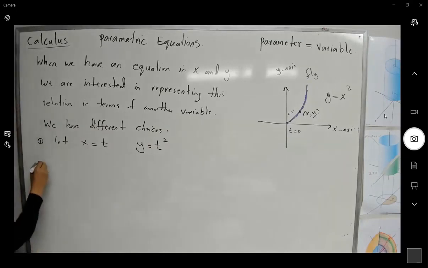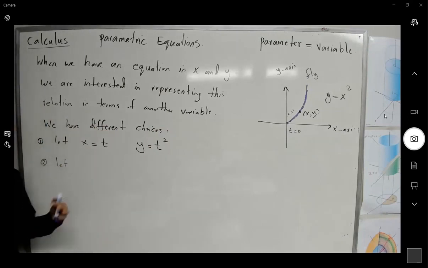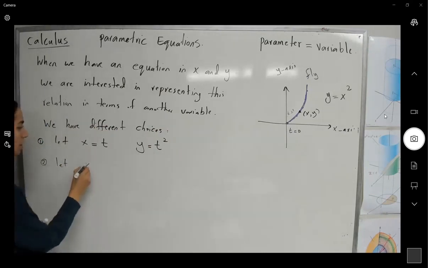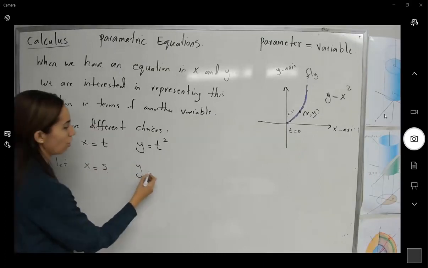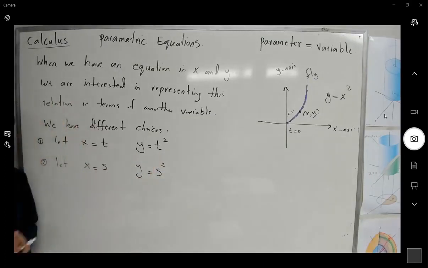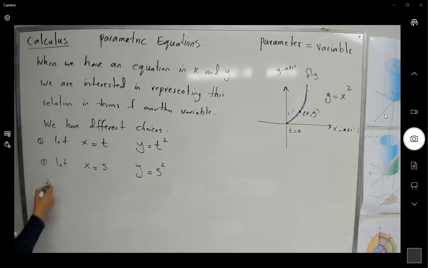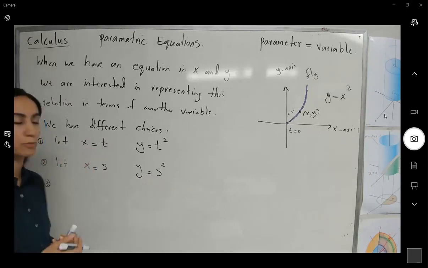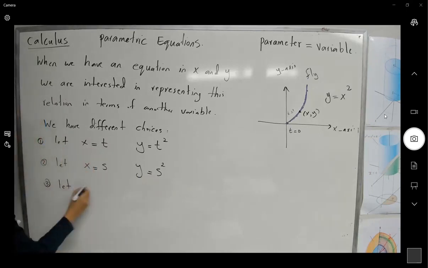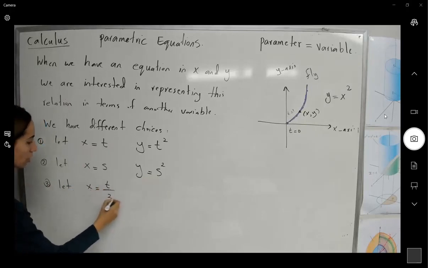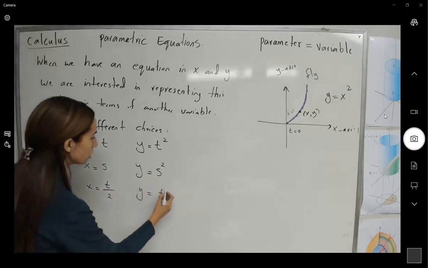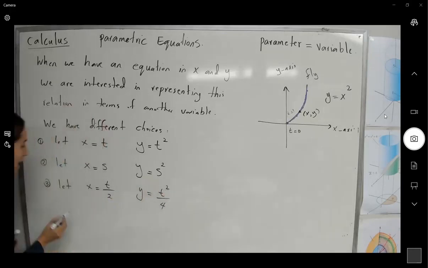You might say, hey, I want to introduce a new variable like s. Of course, why not? x is equal to s and y is equal to s squared. You might say, hey, I want to use a scalar, a number. Why not? You have many choices. This is totally up to you. Let x be equal to t divided by 2. So y is going to be t squared over 4, and many more choices.